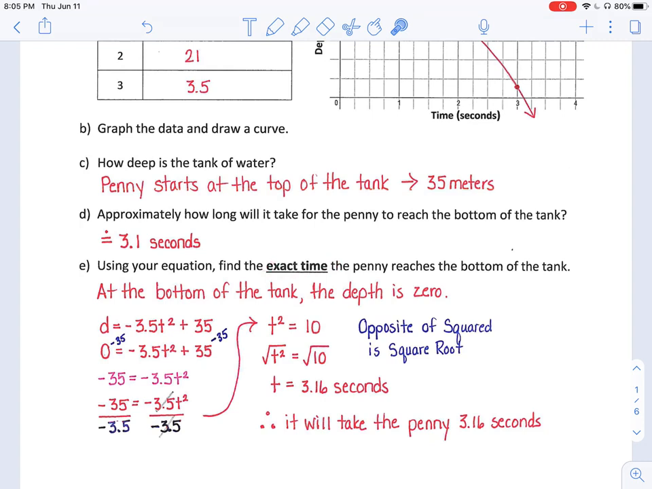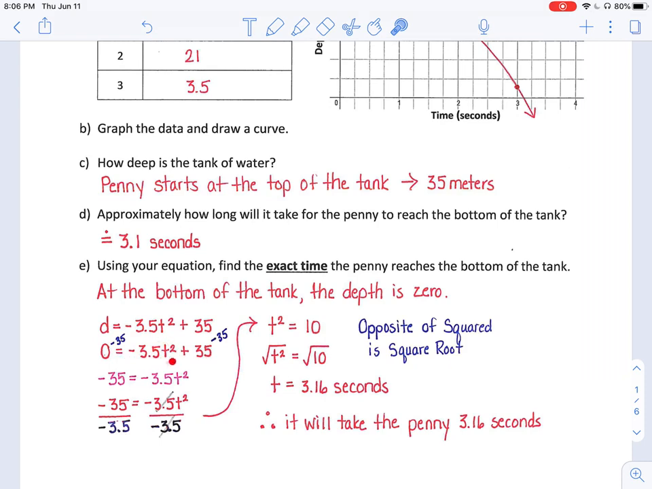So in order to do that, we need to plug in and use this equation here. So at the bottom of the tank, the depth is 0, right? Because it's at the exact bottom. So we have our equation here, d equals negative 3.5 t squared plus 35. Well, if the depth is 0, our d value is 0. So now we have 0 equals negative 3.5 t squared plus 35.